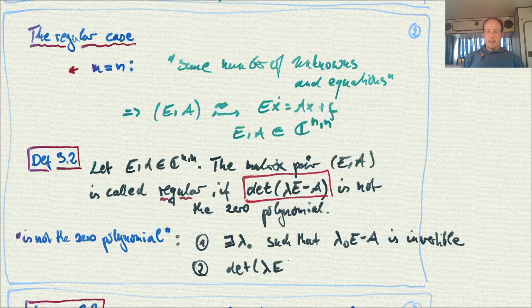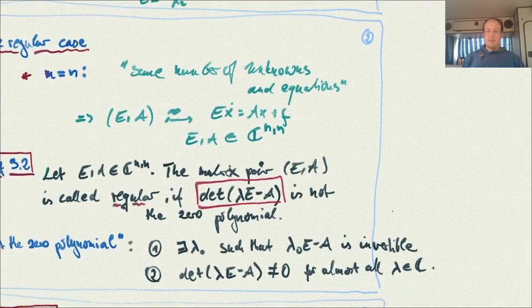The determinant of lambda E minus A is not zero for almost all lambda. Well, there can be at most a finite number of zeros to that. So either it's completely zero, or there's just a few numbers where it's zero, and the other way around. This means that this determinant is non-equal to zero for almost all lambda.